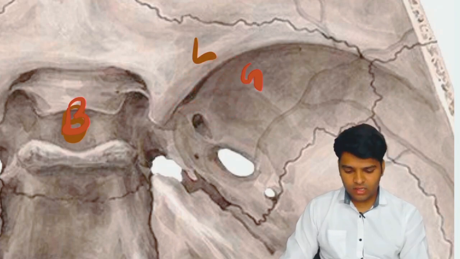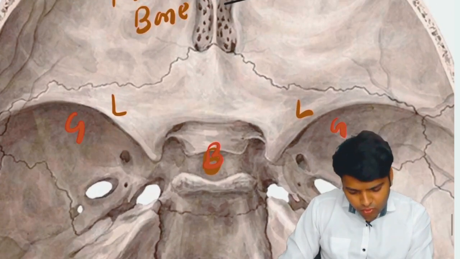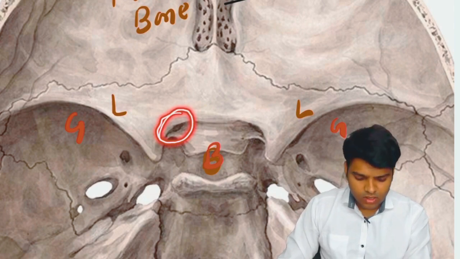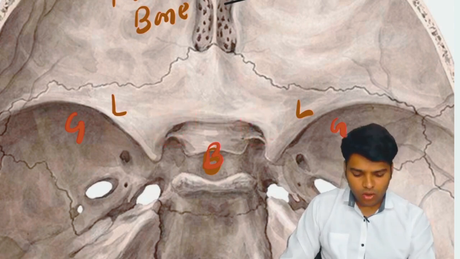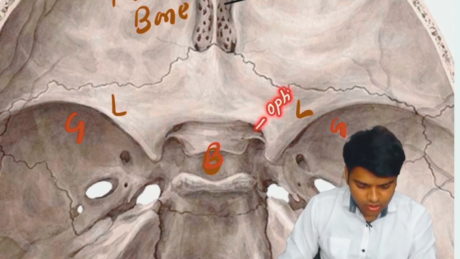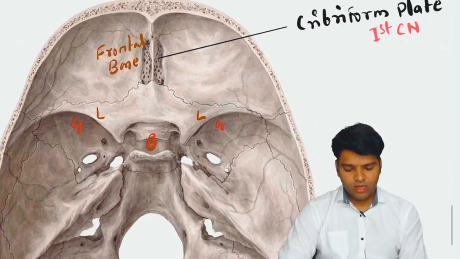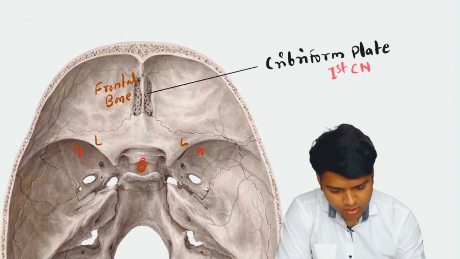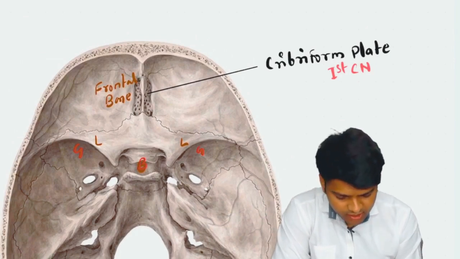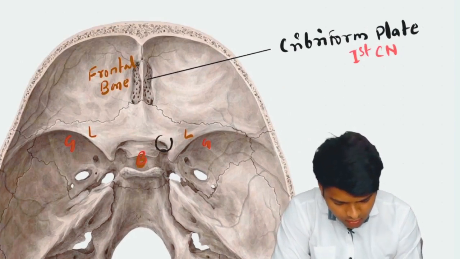But before that, at the level of the body, I think you all are able to see this part. This opening is called the optic canal. At the body part, this is the optic canal. So first of all, I will write here the optic canal.